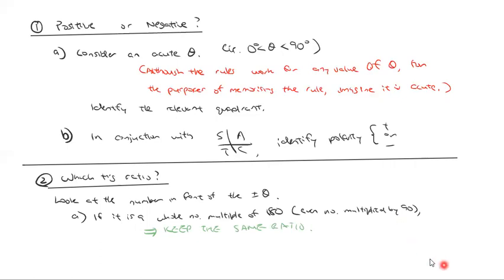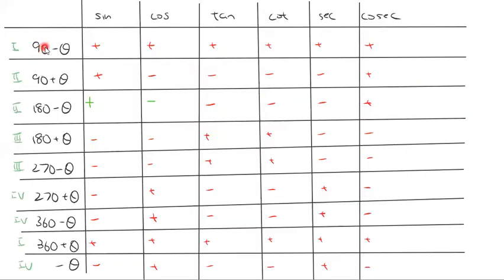So is this number 90? Is that a multiple of 180? No. So we skip that. We don't know just yet. 180, is that a multiple of 180? Yeah. All right. So that means I keep the same ratios. So that means that sine, you just copy it. So it's sine, because this is sine of 180 minus theta, right? So it's just sine. You just copy it.